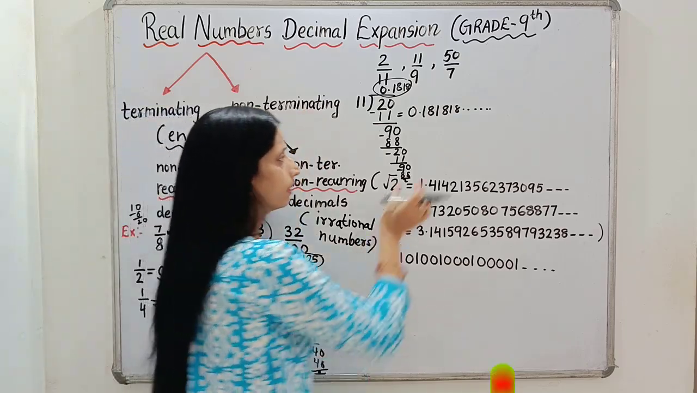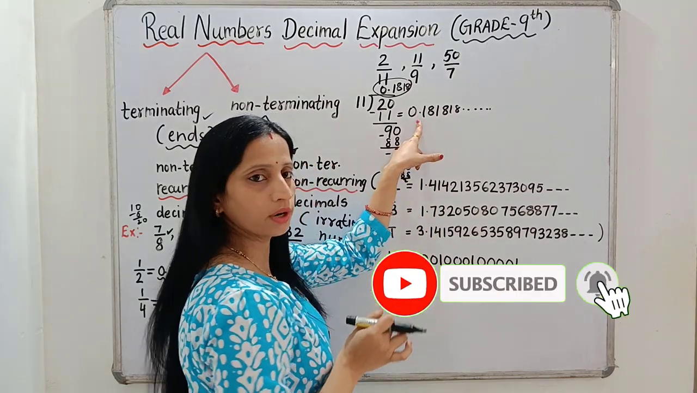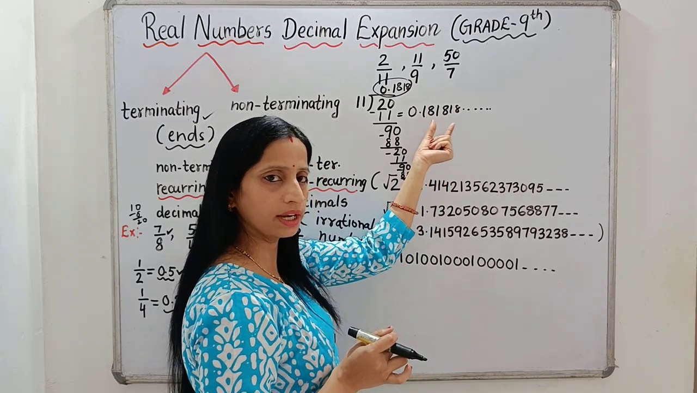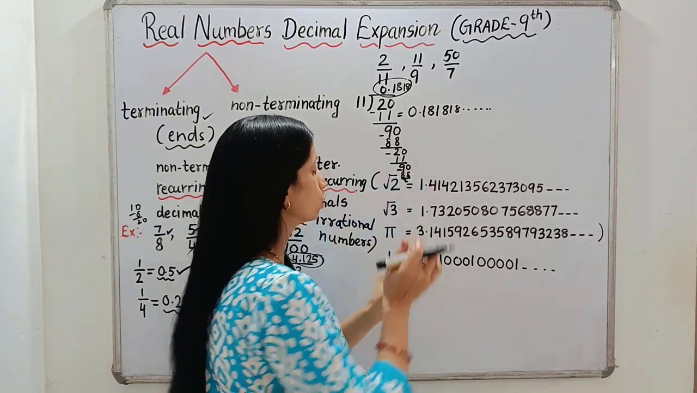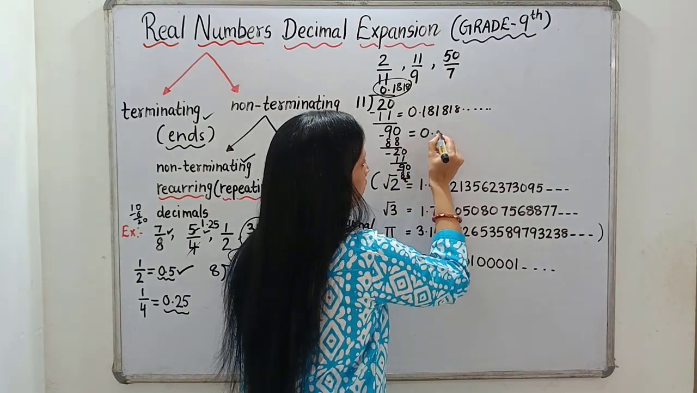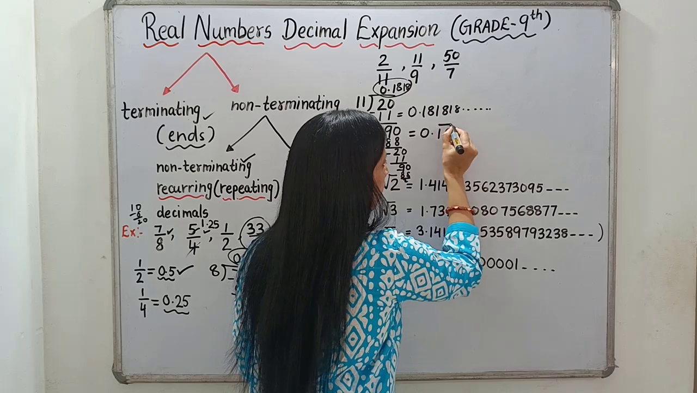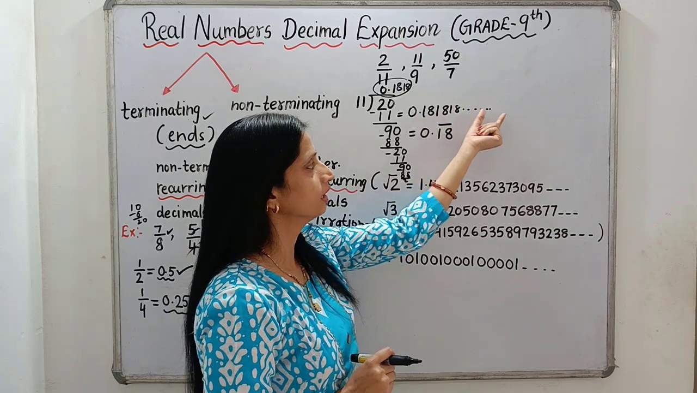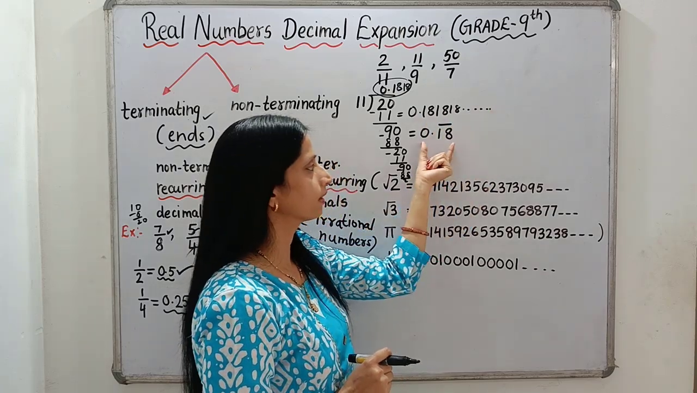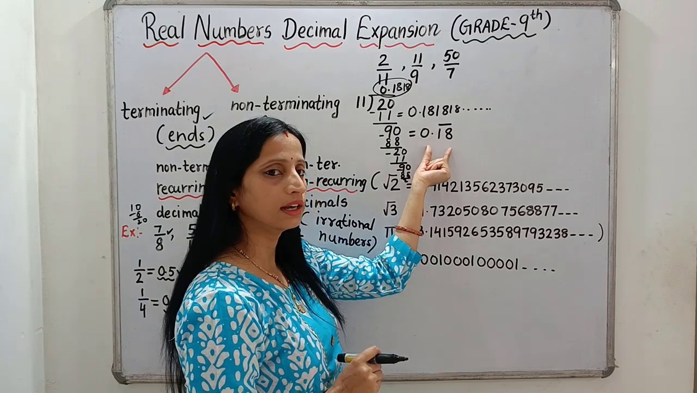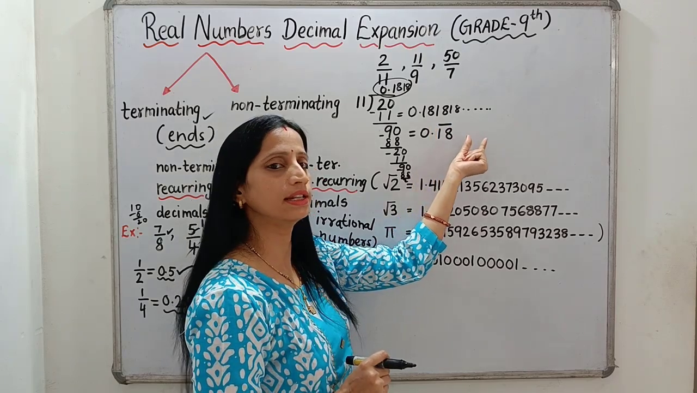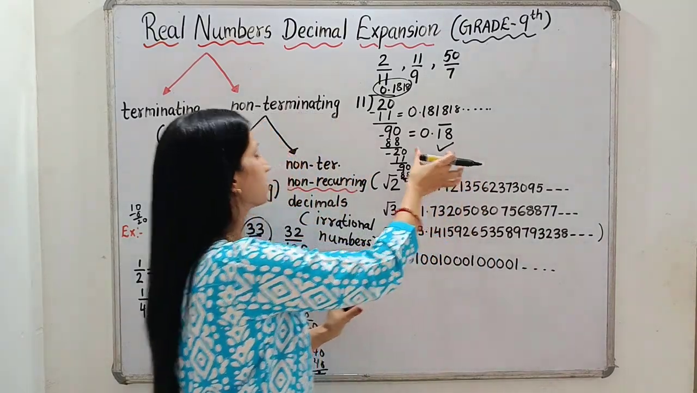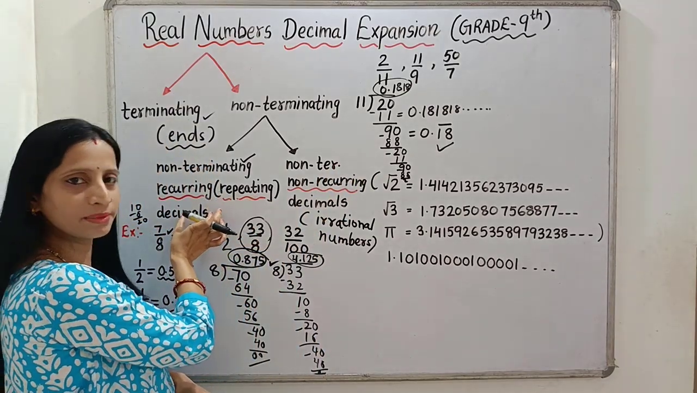But you can see a pattern here. Here after the decimal point, these two digits 18 are getting repeated again and again, 0.18, 18, 18, 18. So we can write it as 0.18 with a bar over the digits which are getting repeated again and again. Instead of writing like this and putting dashes, we can write like this. This bar represents that these digits are getting repeated in this decimal expansion. Okay. So what kind of number is it? It is a non-terminating repeating decimal number.